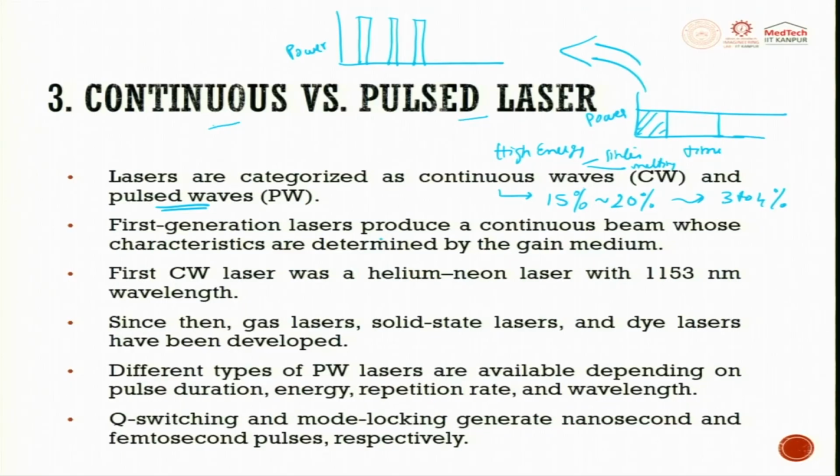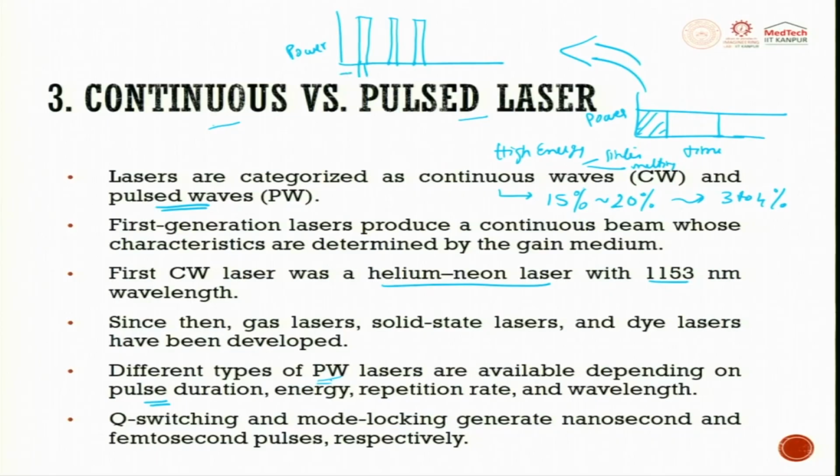The first generation laser produced a continuous beam whose characteristics are determined by the gain media. What is the gain media? The material which is kept there. The first continuous laser was the helium neon laser, with a wavelength of 1153 nanometers. Since then, gaseous lasers, solid state lasers, and dye lasers have been developed. Different types of pulsed wave lasers are also available today depending upon the pulse duration.